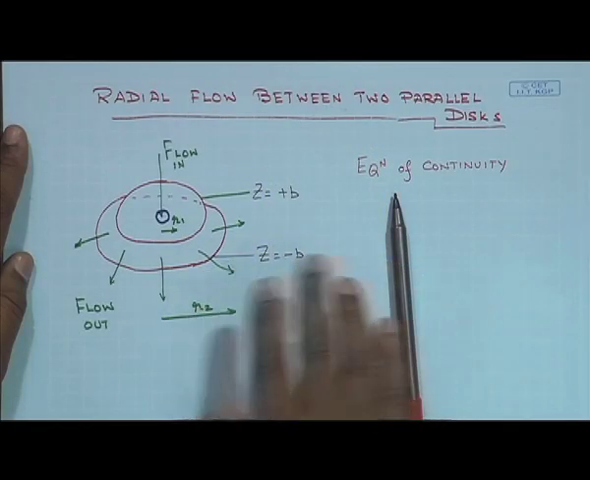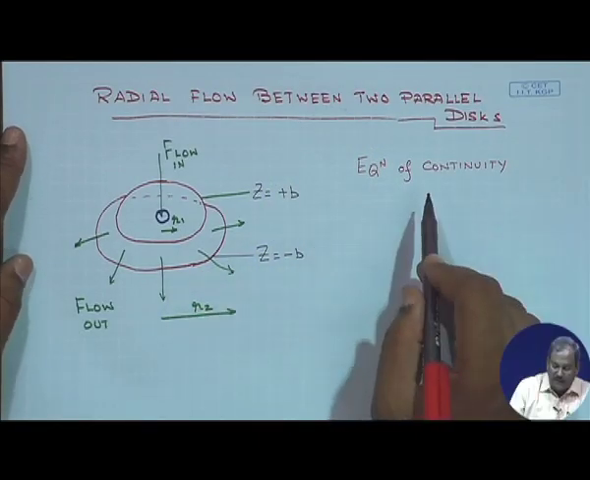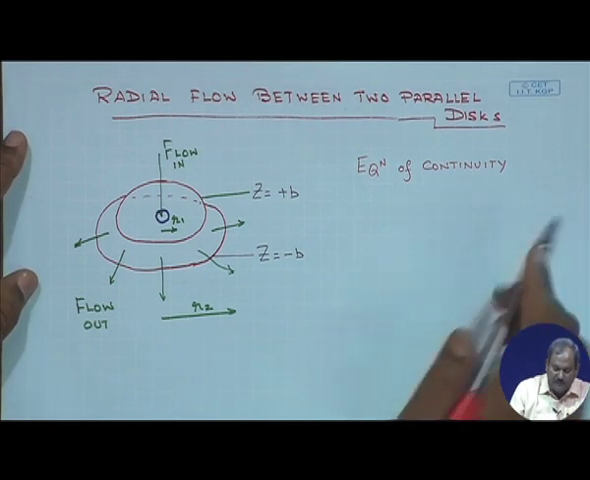So we are dealing with a velocity which is a function of r as well as of z. Whenever we come across such a problem, we first try to see if use of the equation of continuity can somehow simplify the situation. So that's what we are going to do first. We're going to use the equation of continuity and try to see if a simplification is possible.